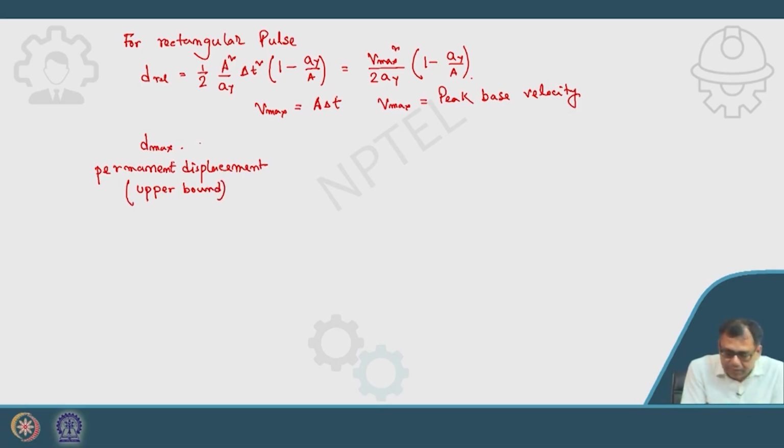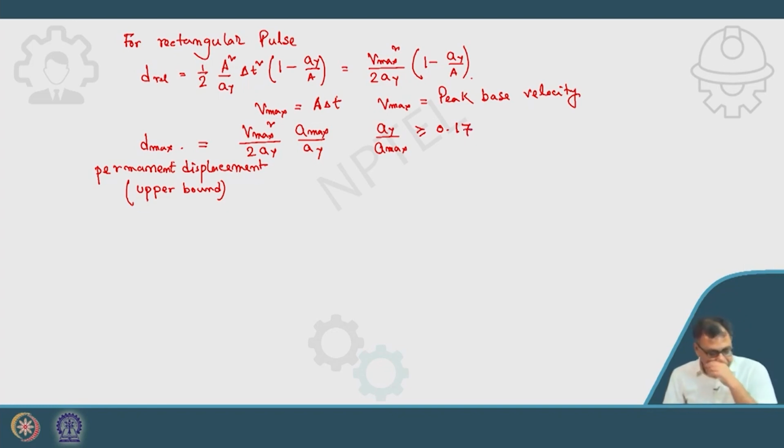And what is that value they have given? Newmark has given d equal to Vmax square by 2Ay into Amax by Ay. But this equation is valid if Ay by Amax is greater than or equal to 0.17.